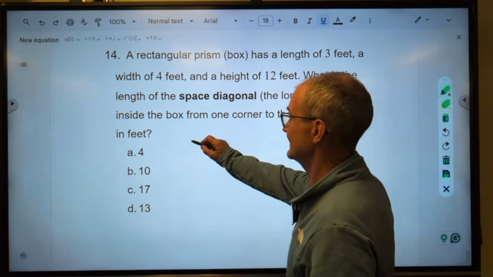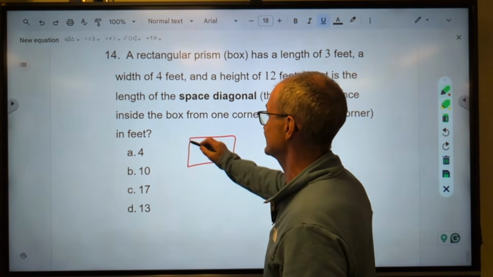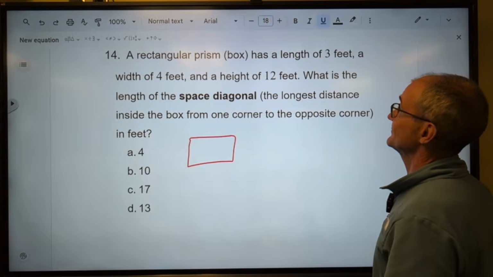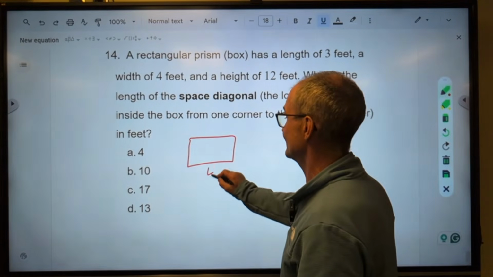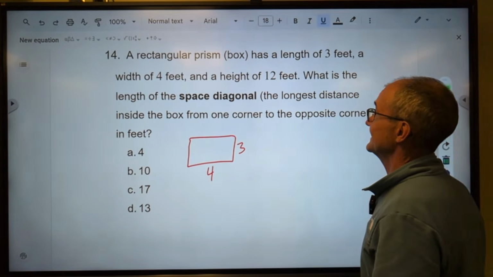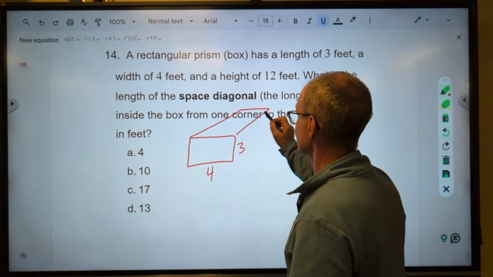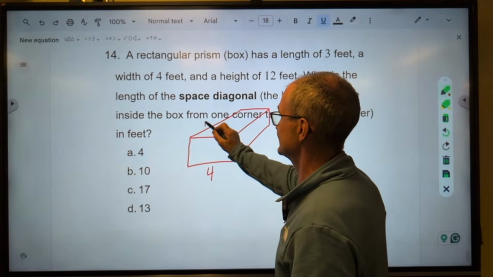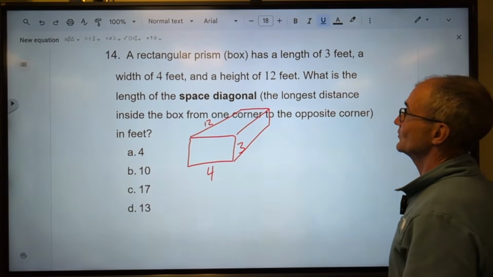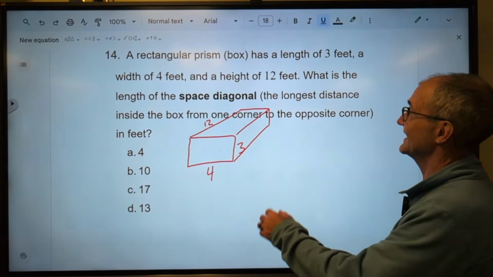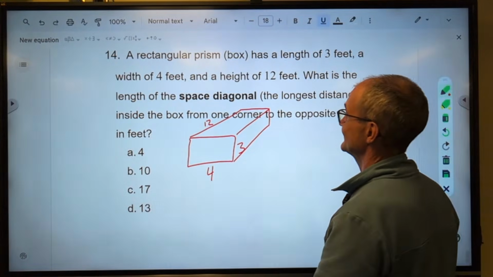So we got a rectangular prism box. Let's convert that sentence to a picture. It has a length of 3 feet, a width of 4 feet, and a height of 12 feet. It's kind of a bad drawing, but that height going deep in there is 12. What is the length of the diagonal inside of the box?